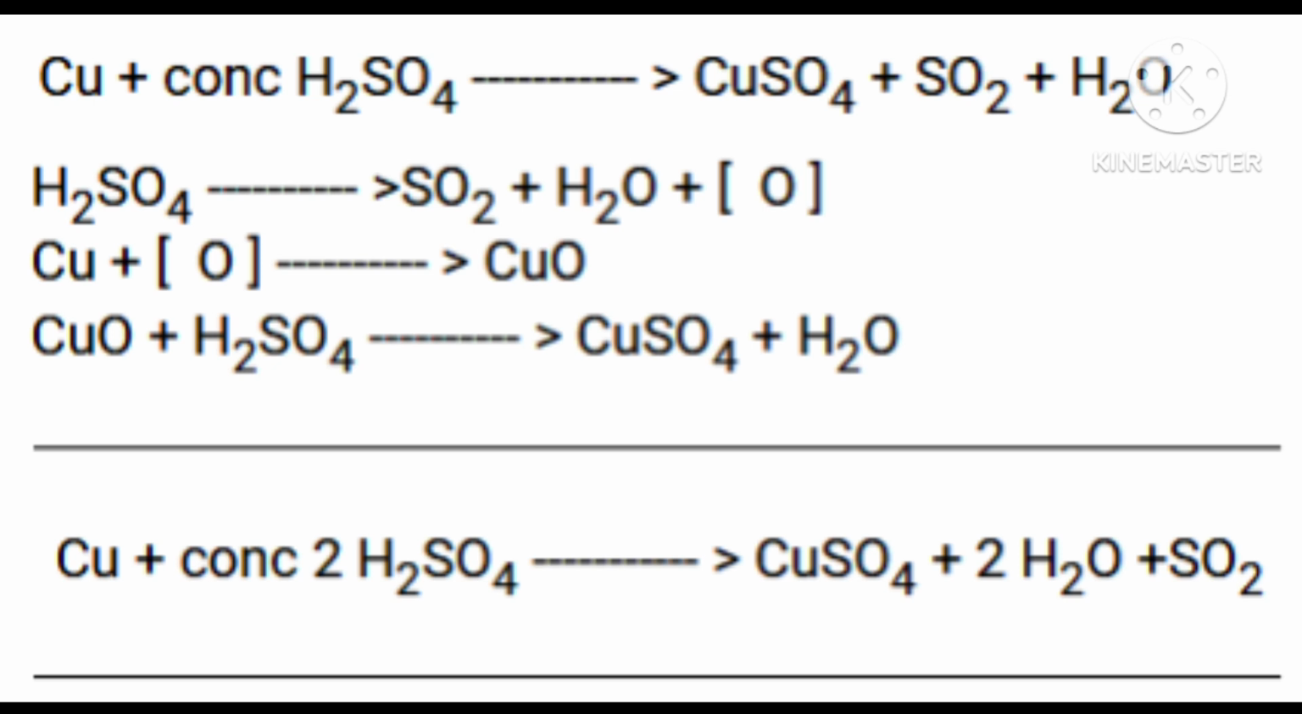Second use is in bleaching wood and silk. And third use is as an anti-chlor, disinfectant and preservative. Okay, third use as an anti-chlor, as disinfectant and as preservative.